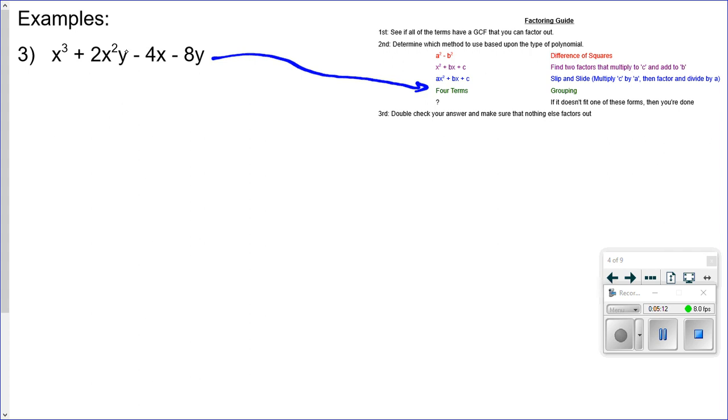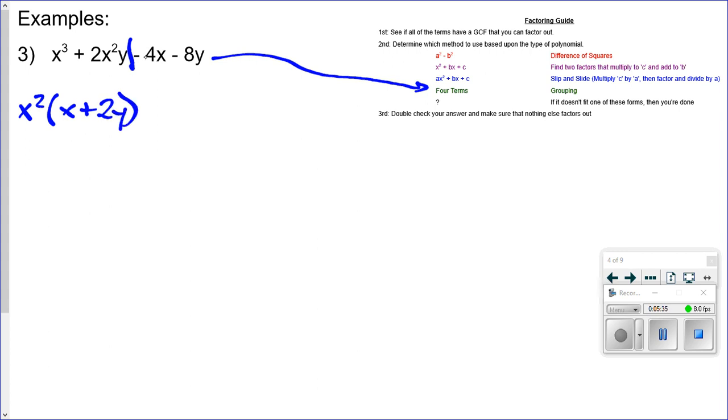So the grouping method is where I split this in half. All right. The minus sign, remember, goes with the 4x, and then I factor each side of this. So on the left side, I can factor out an x squared. So factor out an x squared here. So this leaves me with x plus 2y.